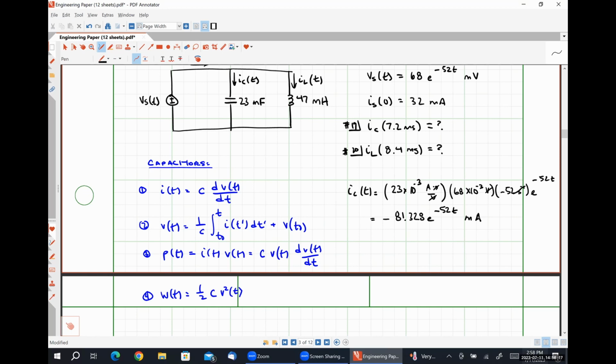So IC of 7.2 milliseconds is, let's see, answer times e to the negative 52 times 0.0072. I get negative 55.929 milliamps.